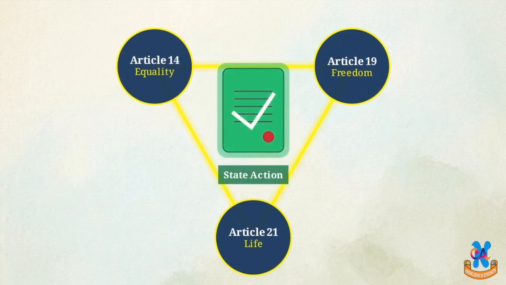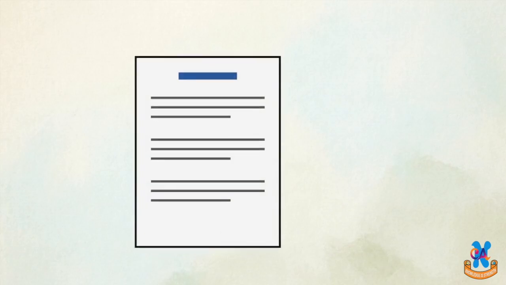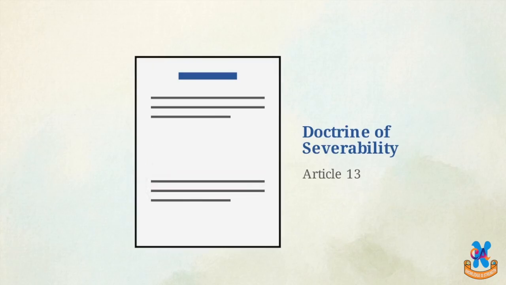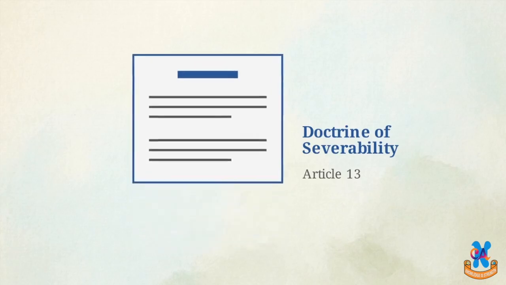What happens when only part of a law violates these rights? Under Article 13, the courts apply the Doctrine of Severability. Watch how the inconsistent paragraph is surgically cut out. The invalid portion is voided, but the rest of the legal framework survives intact.